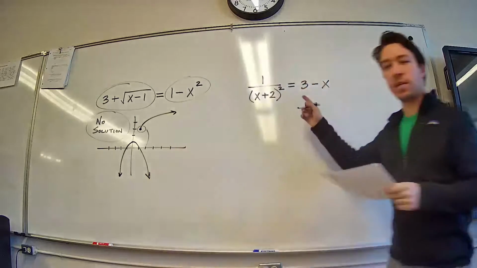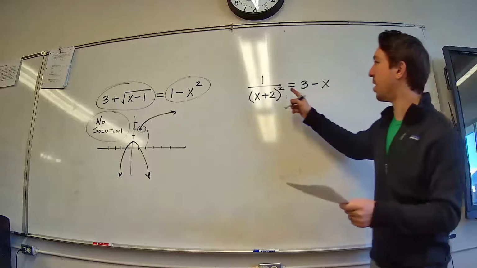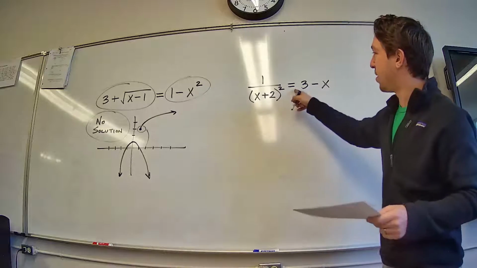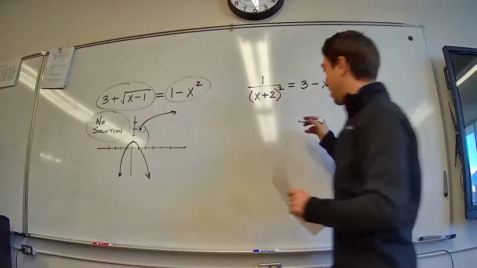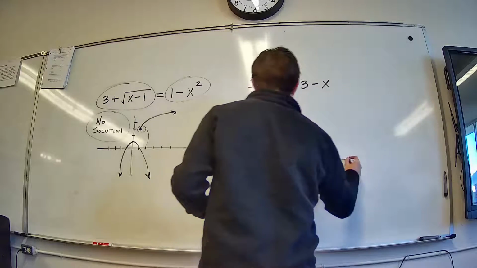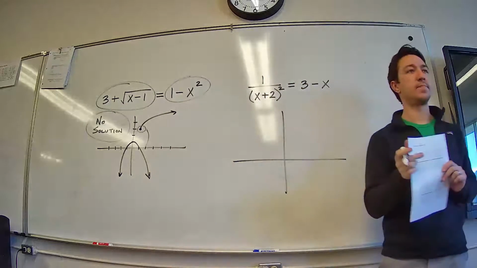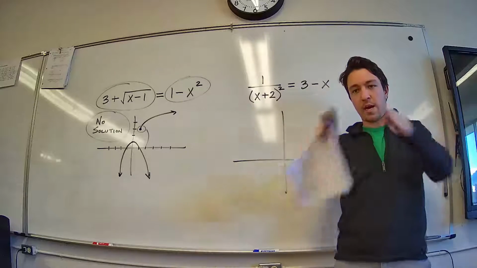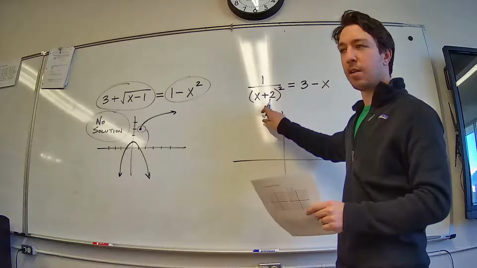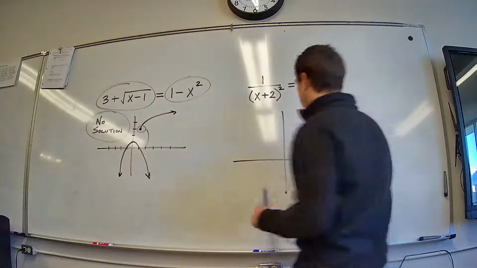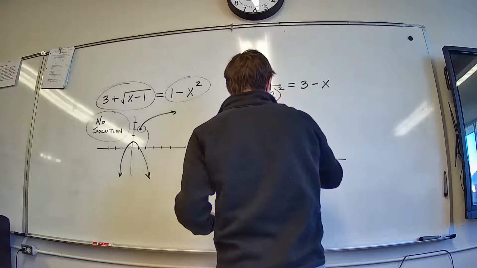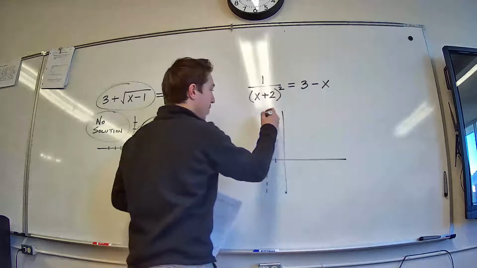All right, this one says, is there a number such that 1 divided by the square of 2 more than the number is equal to 3 minus that number? Let's see, graph. Do you guys remember what 1 over x squared looks like? And then this would be that guy shifted left 2, so there'd be a vertical asymptote at -2.